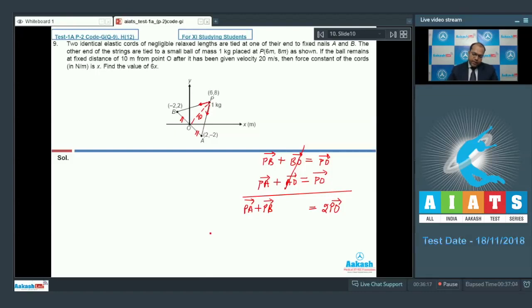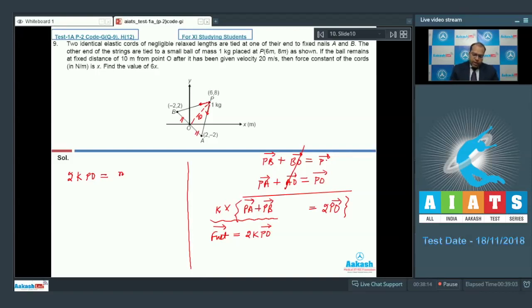If I multiply this equation by the constant of the cord, let k, then k into PA vector plus PB vector represents the net elastic force acting on the particle. So the net elastic force F net is equal to k times PA vector plus PB vector, and this is equal to 2 times k into PO vector. In magnitude, 2 times k into PO is the net force acting on the particle P, which always passes through point O. So it is moving in a circle, and the required centripetal force is provided by the net elastic force acting on the small ball.